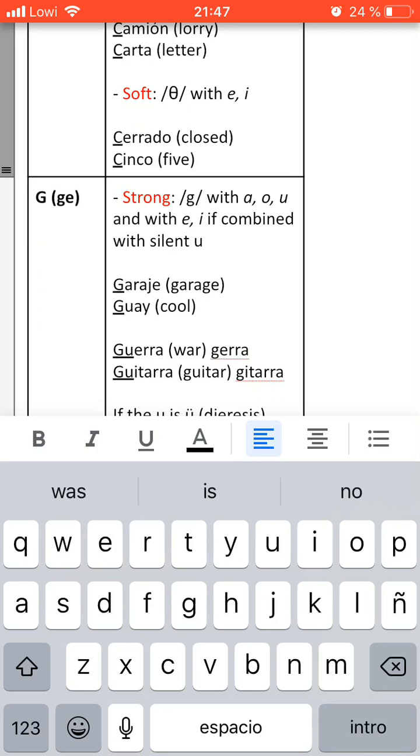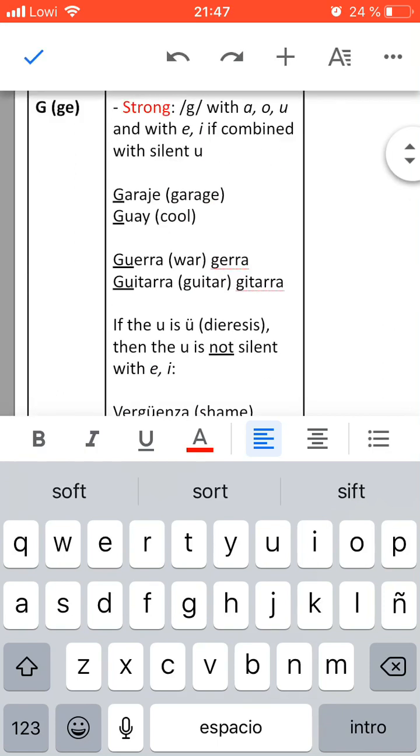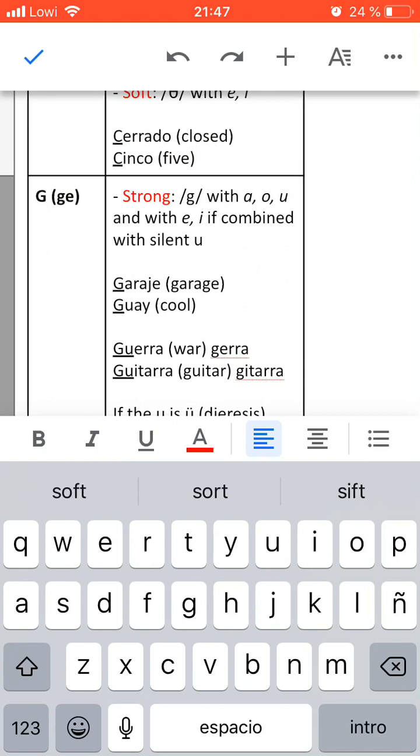Now we have the letter G, which in Spanish is pronounced G. Okay, it's a very tricky one and we have to understand it very well. I will try to explain my best. We have two kinds of sounds, like it happened with the letter C. We have strong and we have soft. The strong sound is characterized by the G sound, and it goes basically with all the vowels A, O, U, and the vowels E and I.